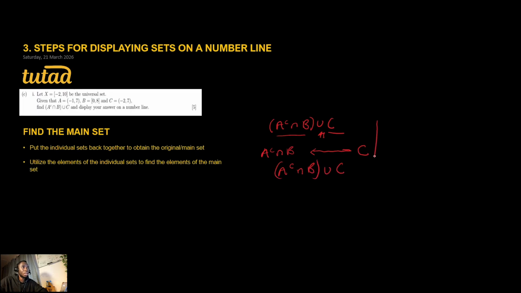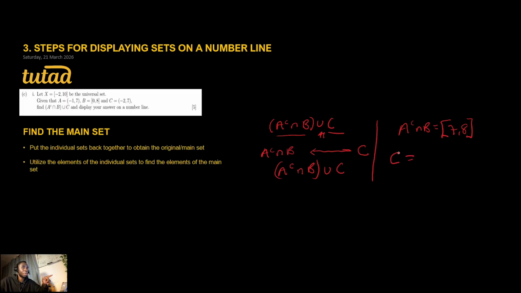And remember that we've already found what our A complement intersection B is. We know that our A complement intersection B is equal to [7, 8] with square brackets at the lower boundary and at the upper boundary to denote that both 7 and 8 are part of the set A complement intersection B. We also know what our set C is.